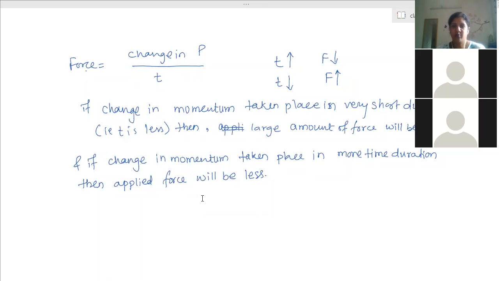Are you able to understand these points? These reasons, are you able to understand? Yes.